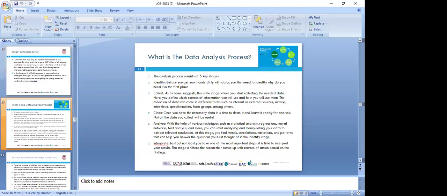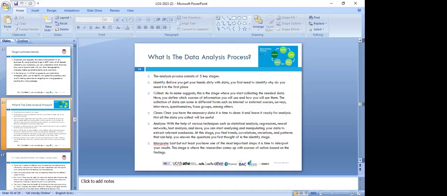Okay. And so what are data analysis processes? There are five key stages of data analysis process. You first have to identify the problem. Then you collect, then you clean, you analyze and you interpret. You identify before you get your hands dirty with data, you identify what you need in it.